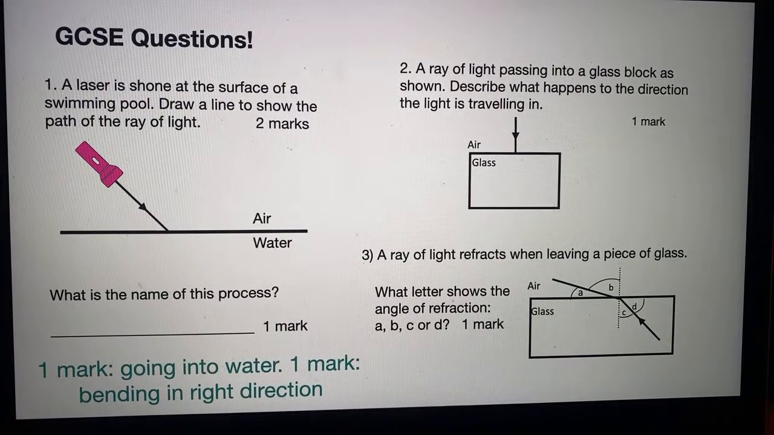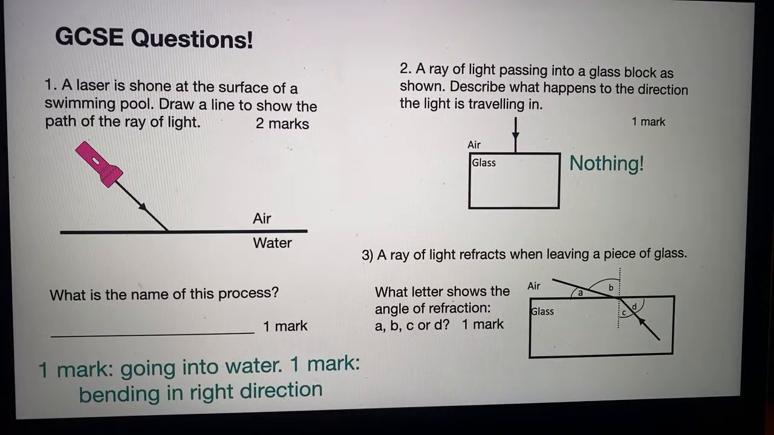A ray of light passes into a glass block as shown. What happens? Well, there might have been a lot of students panicking because they thought that nothing happened, but they needed to say that something happened, so maybe they would have said it slows down or something. No, nothing was the correct answer. Trust your instincts. It doesn't change direction, which would have got you a mark. Describe what happens to the direction the light is travelling in. So nothing happens to the direction, or anything like that would have been totally fine.